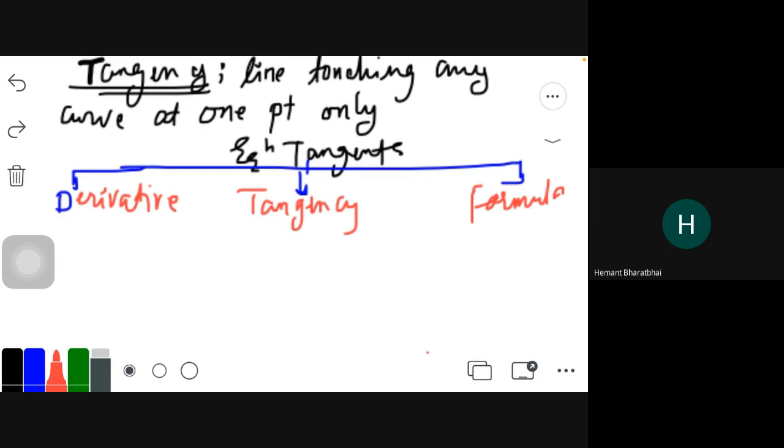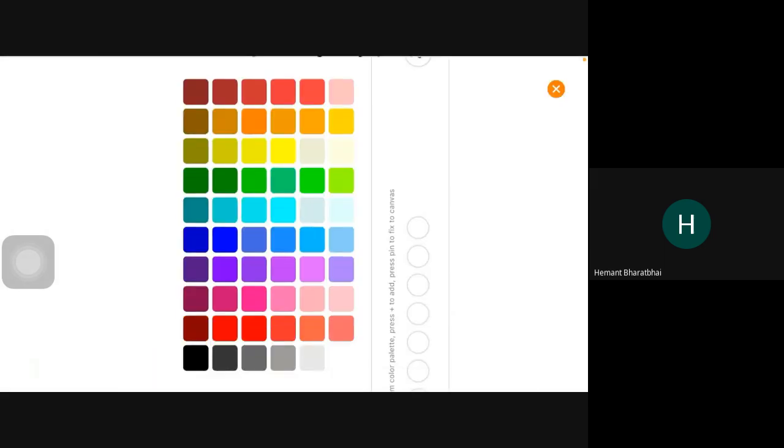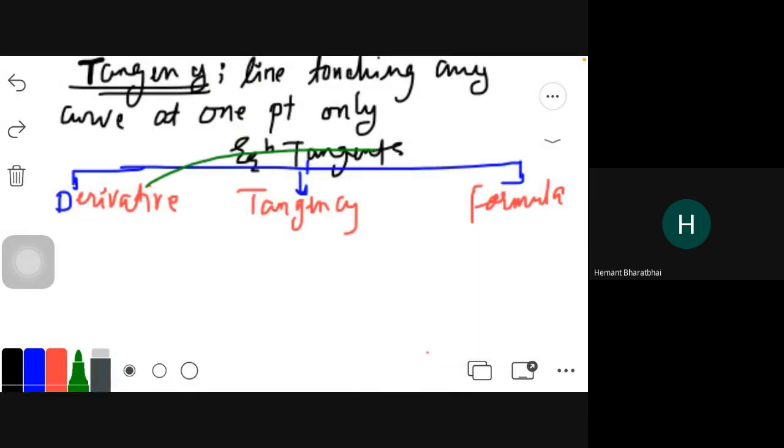When I go with the method of derivative and formula, I should know the point of contact. If I don't know the point of contact, I cannot find the equation of the tangent. I can find the equation of the tangent if and only if I know the point of contact, by using the derivative or the formula method.